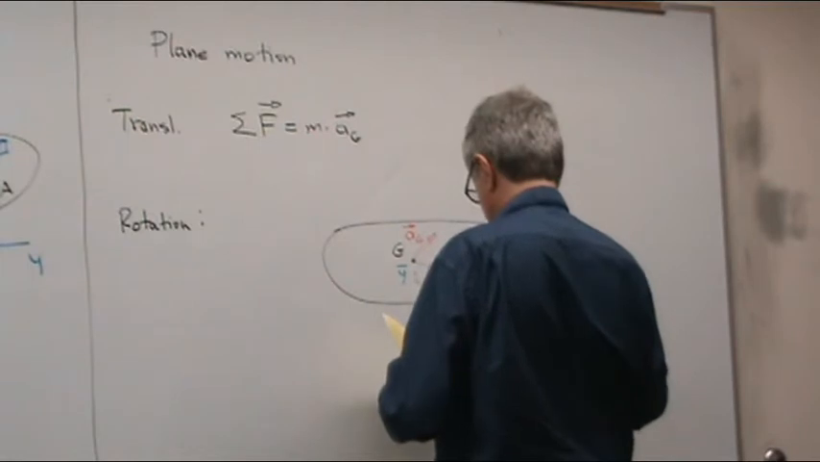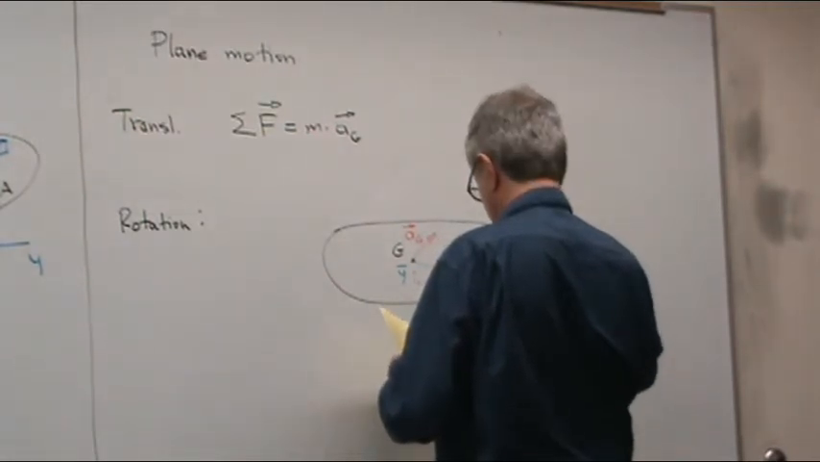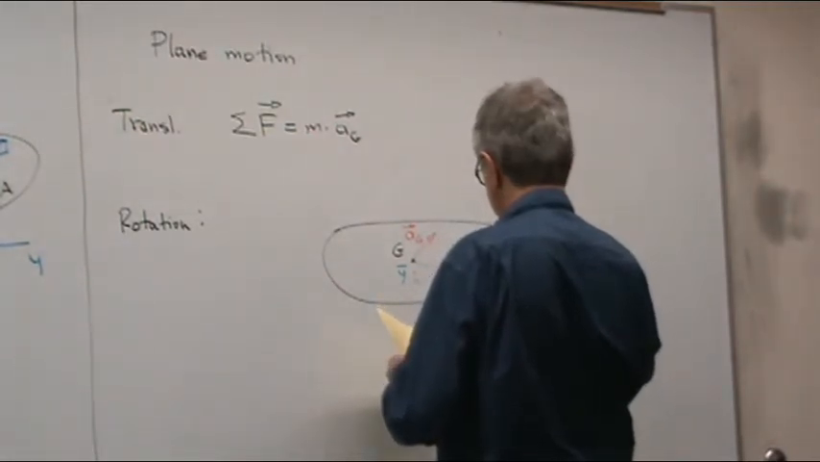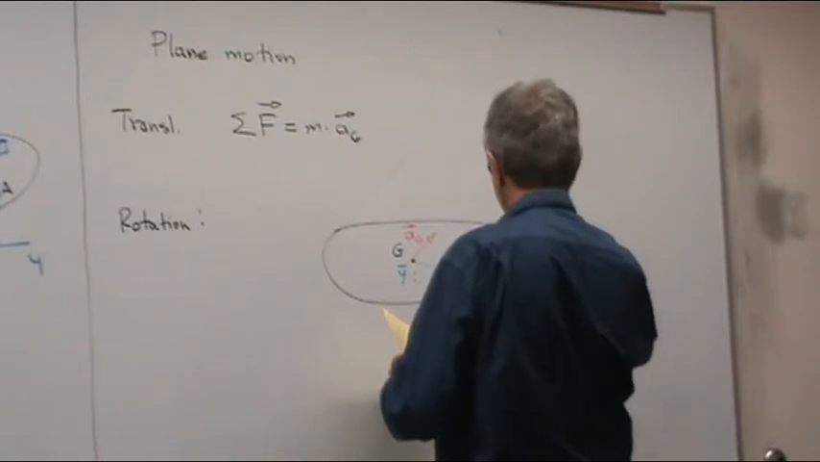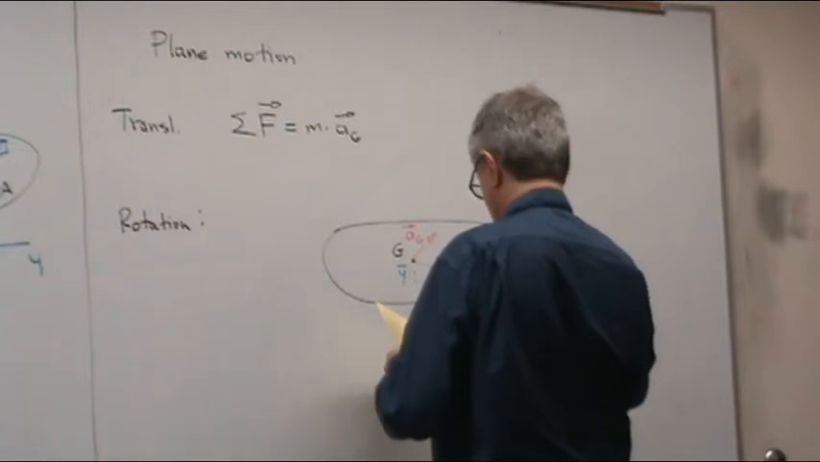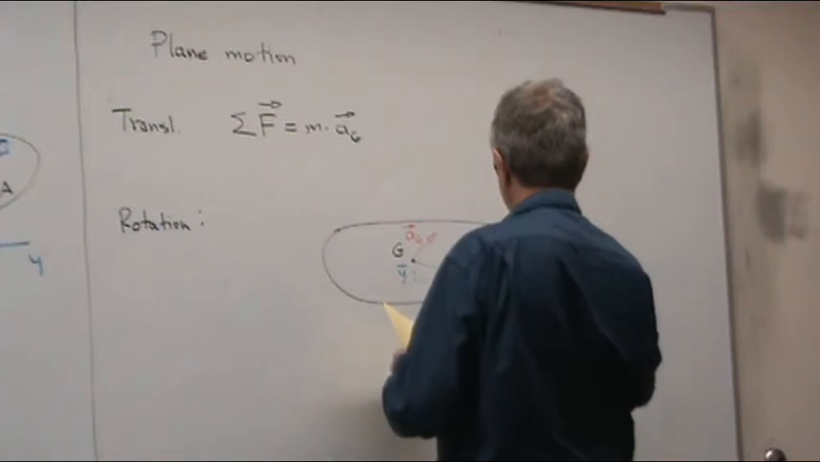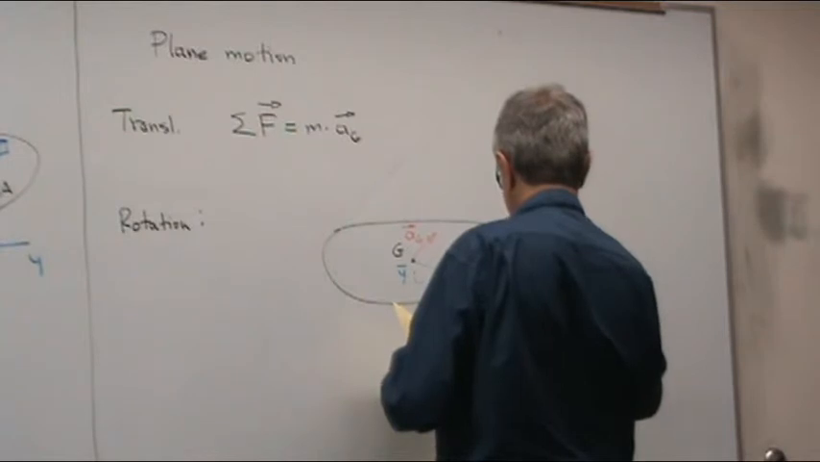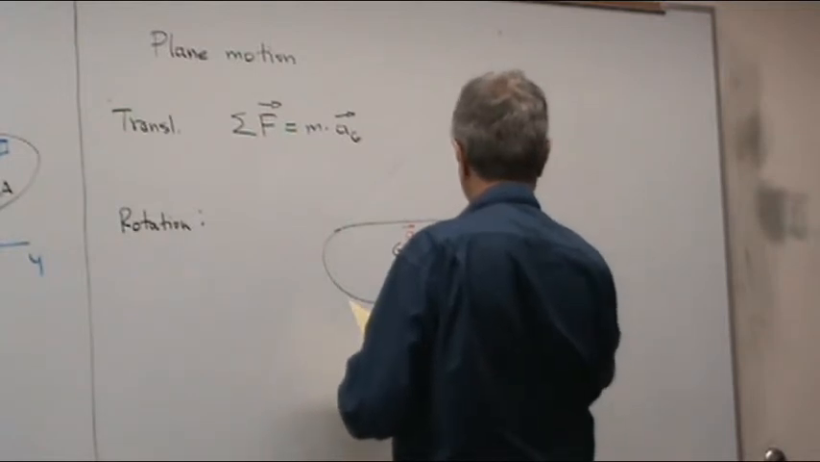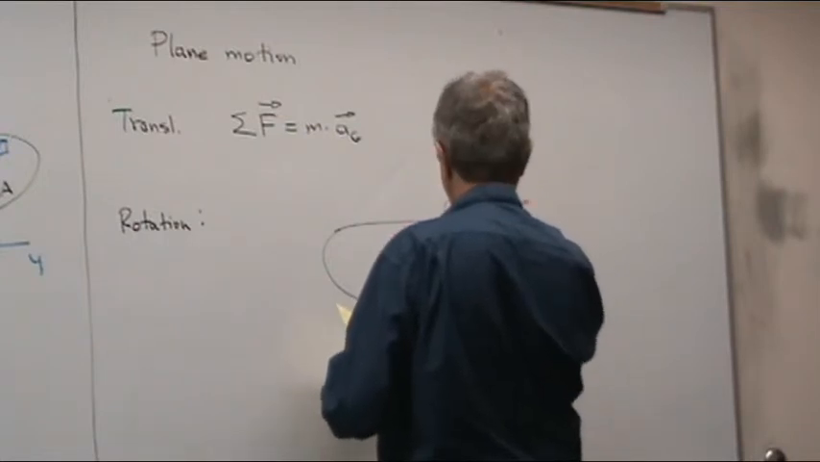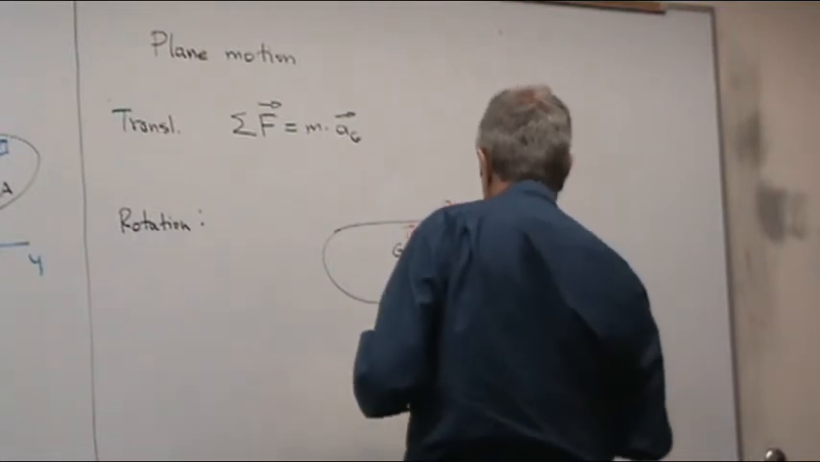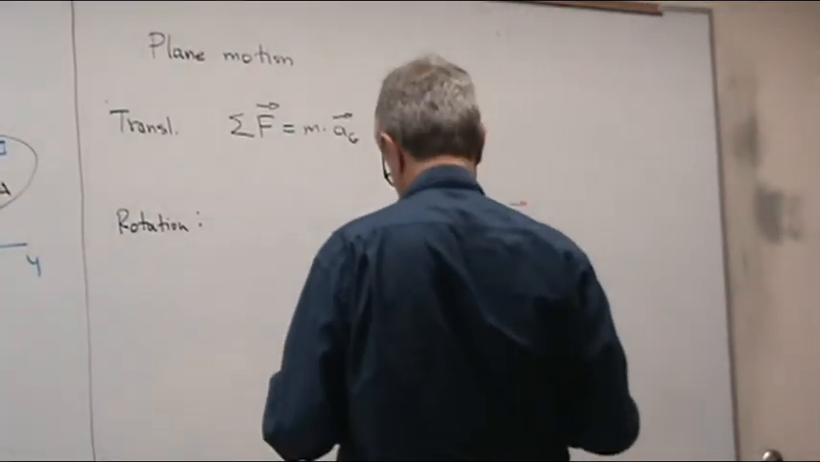And for this point A, you have an acceleration A, and the two components are AX for the horizontal component and AY for the vertical component, okay?